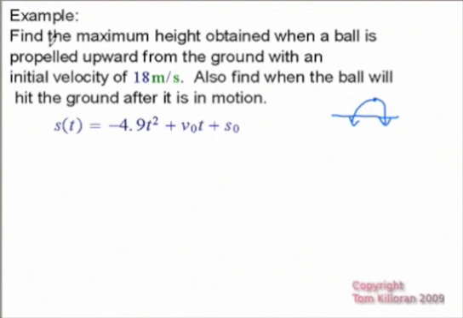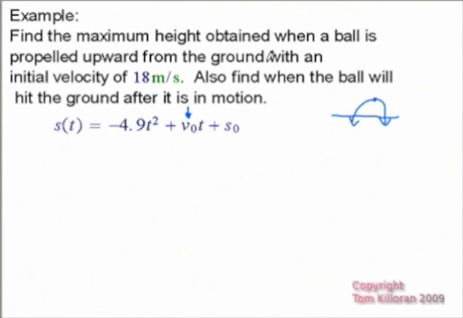Alright, in this case we're looking for the maximum height of something that was propelled from the ground, has an initial velocity of 18 meters per second. Also we'll want to find out when the ball hits the ground after it is in motion. How long does it take? So this first thing, 18 meters per second, is a velocity. It's the initial velocity. After this initial velocity takes effect at that instant, gravity starts slowing the object down. So it's not always going to be this 18 meters per second. That's going to go into this v sub 0.